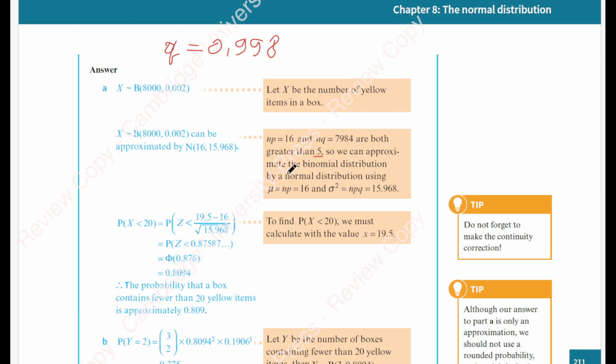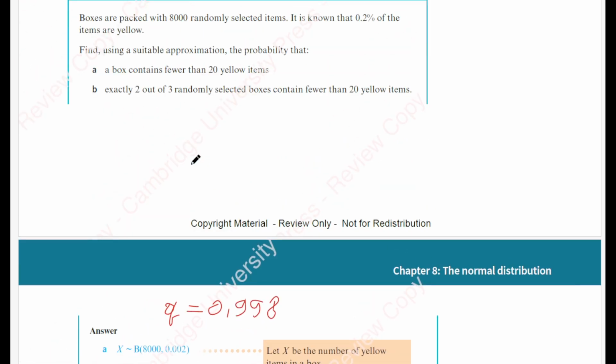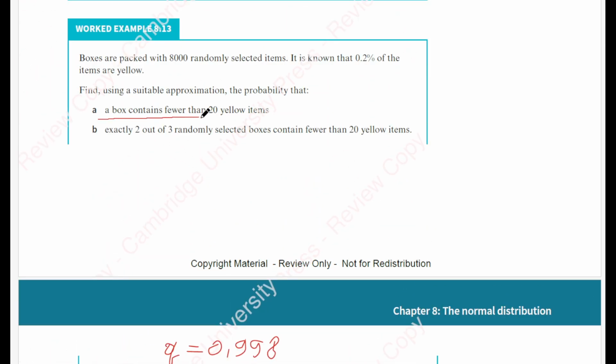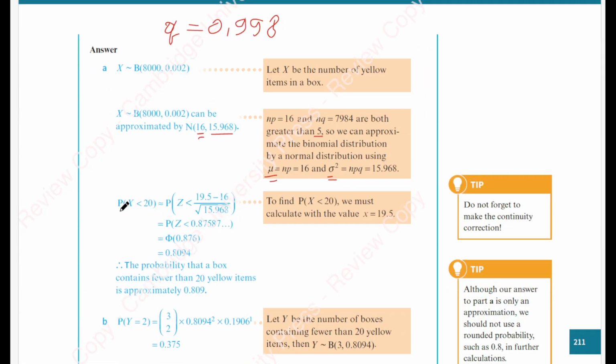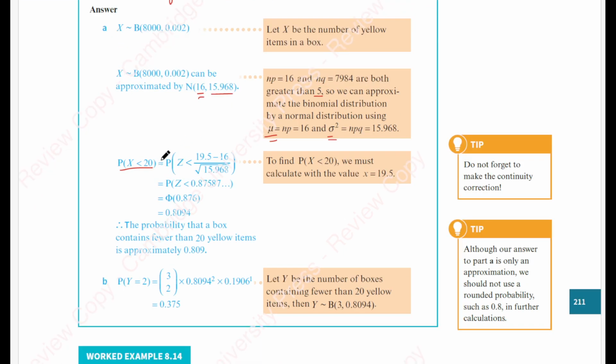And if we approximate it, we use the mathematical expectation, you see here, and you use the variance. So what we need to do with the normal distribution, instead of those numbers, is just find the expectation and variance. And here we obtain this. So now that we have obtained the normal distribution, we can approximately find the probability that a box contains fewer than 20 yellow items. It means that you need to find the probability that x is less than 20, fewer than 20. So it is strictly less than 20, but then you need to standardize.